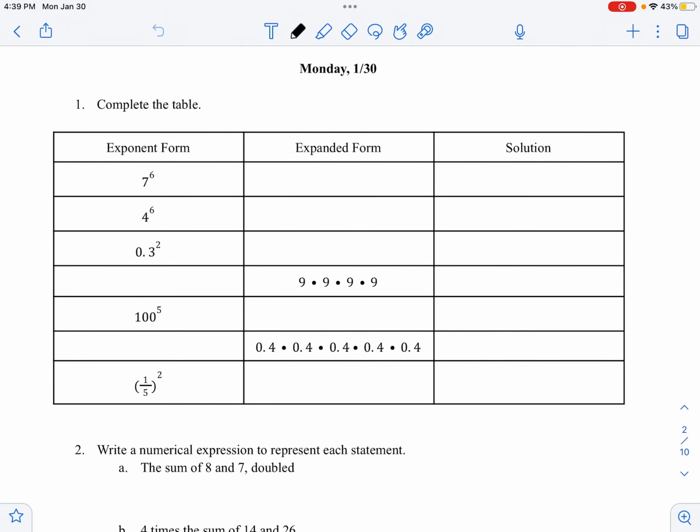This video covers homework for Spelman from Monday, January 30th to Thursday, February 2nd. On Monday's homework, we're first reviewing exponents.